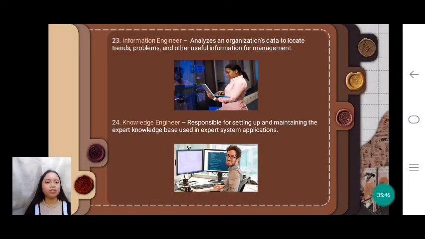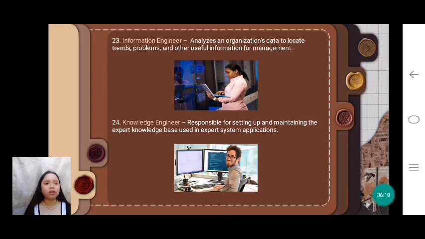Number 23. Information engineer analyzes an organization's data to locate trends, problems, and other useful information for management. So they are the ones in charge of locating the problems and other useful information for management. Also, they monitor computer systems and configure them for enhanced performance. So that's their responsibility.